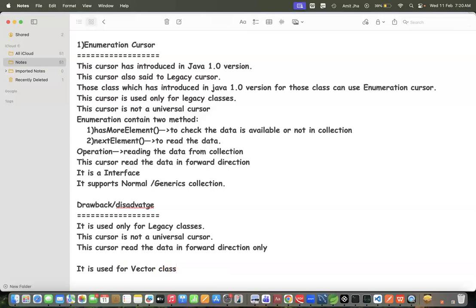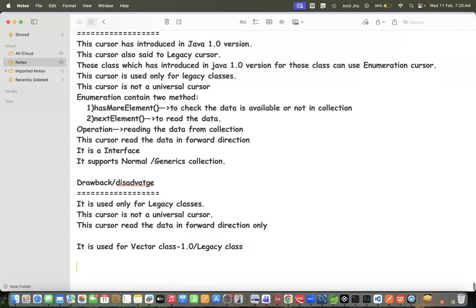Okay, any question till now? Why was this introduced in 1.0? What I told is that Properties and Vector are also legacy classes, because they were introduced in 1.0. It is used, it means, as an enumeration cursor, used for the Vector class, introduced in 1.0, a legacy class.